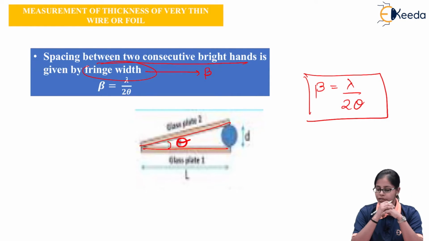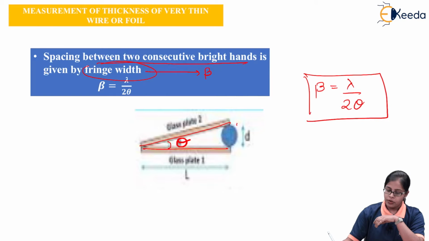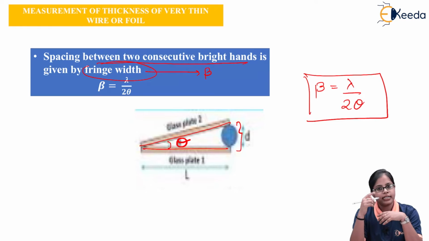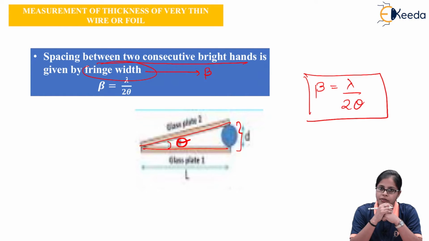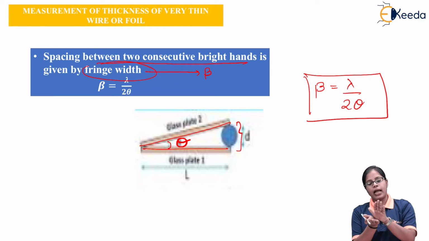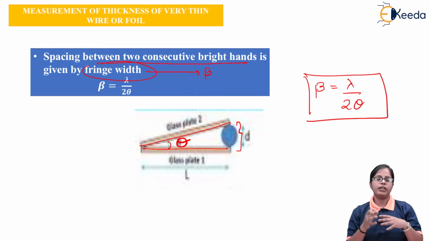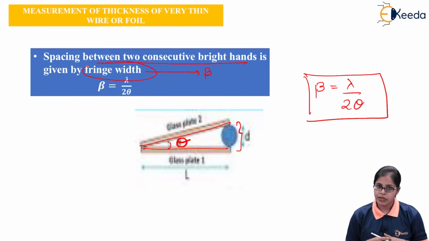In that arrangement, the gap over here will be filled either by inserting a wire whose thickness has to be determined, or by putting a lens over there whose thickness has to be determined. So the gap present between the two glass plates has to be filled with the object whose thickness has to be determined.